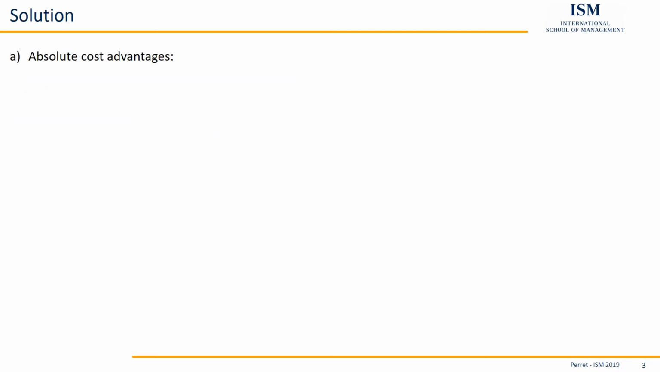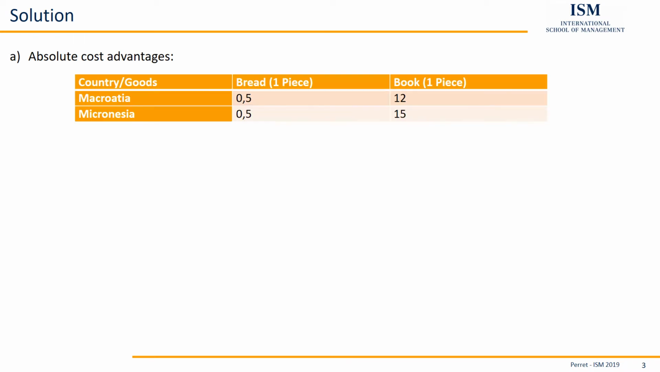We start with the first part by just summarizing the information we have in the text into this table. So this tells us how expensive for each of the two countries it is to produce each of the goods. The information here is in the same unit, so I put everything into hours.